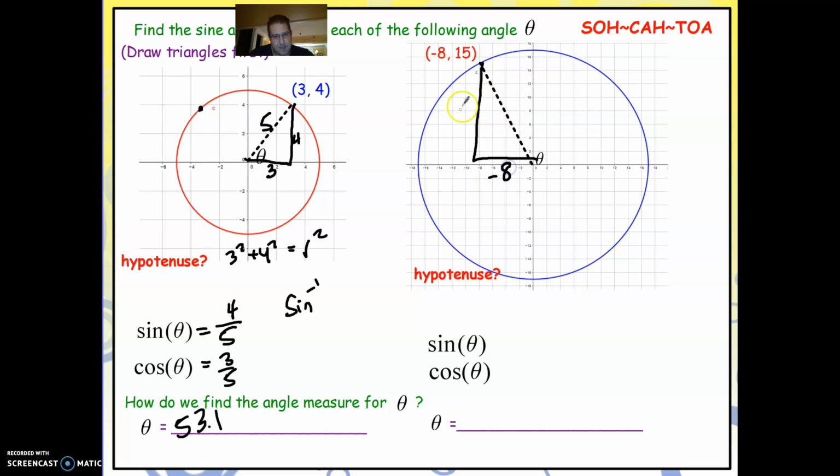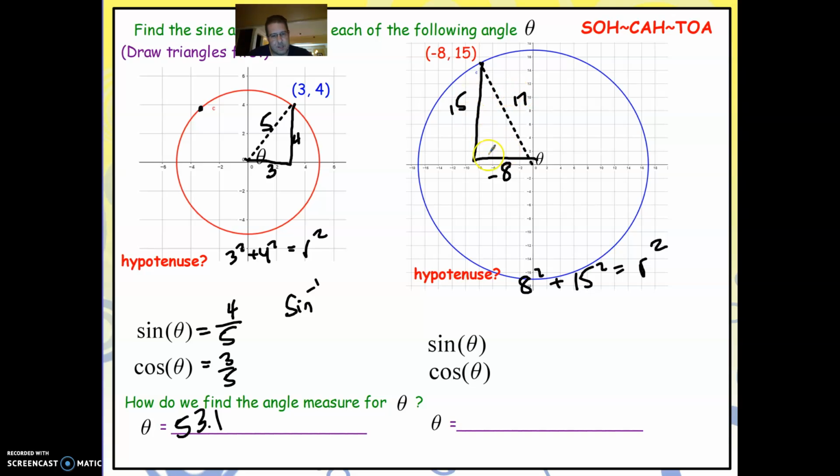This is negative 8. This is 15. So let's ignore the negative for a second to figure out this hypotenuse because the radius is always going to be a positive number. So that's 8 squared plus 15 squared equals the radius squared. Well, you know 8 squared is 64, and if you add 225 to it, you get 289, and the square root of 289 happens to be 17.